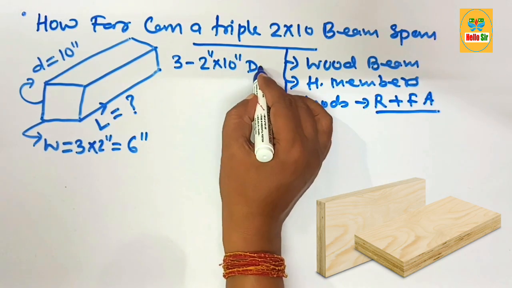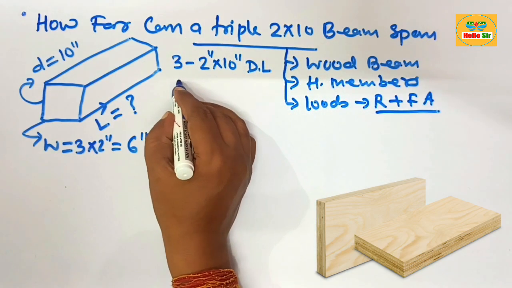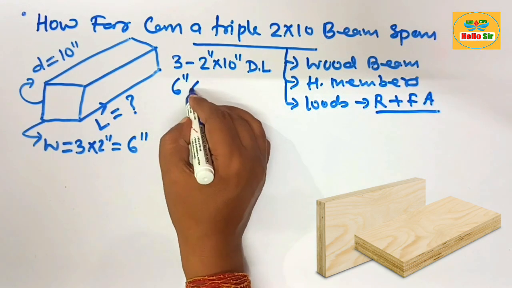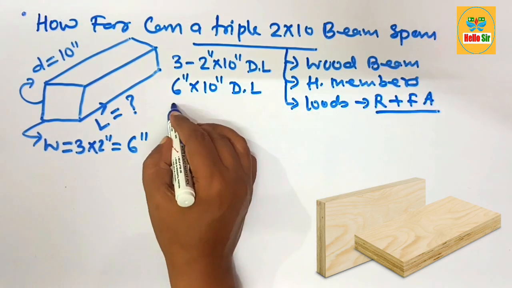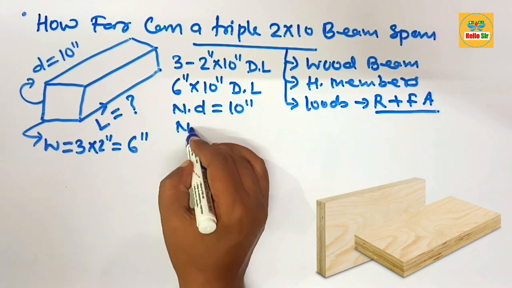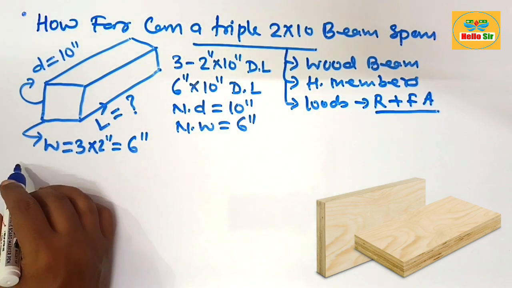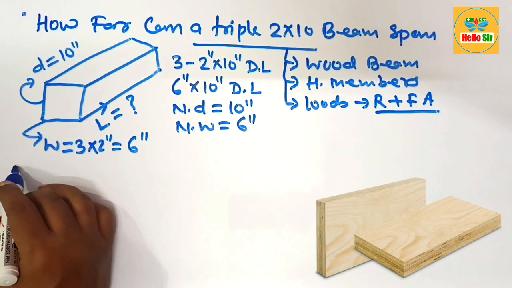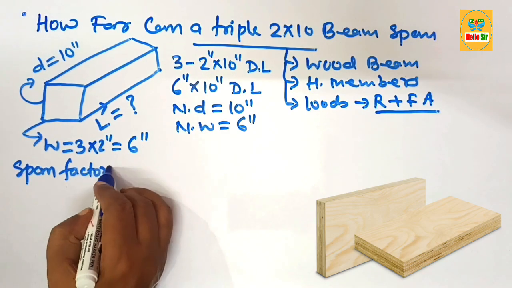A triple 2x10 beam means 3 pieces of 2x10 inch dimensional lumber nailed together to form a triple 2x10 beam, which also equals 6 inch × 10 inch dimensional lumber, in which the nominal depth of the beam is 10 inches and the nominal width is about 6 inches. There are several factors that determine the span length.